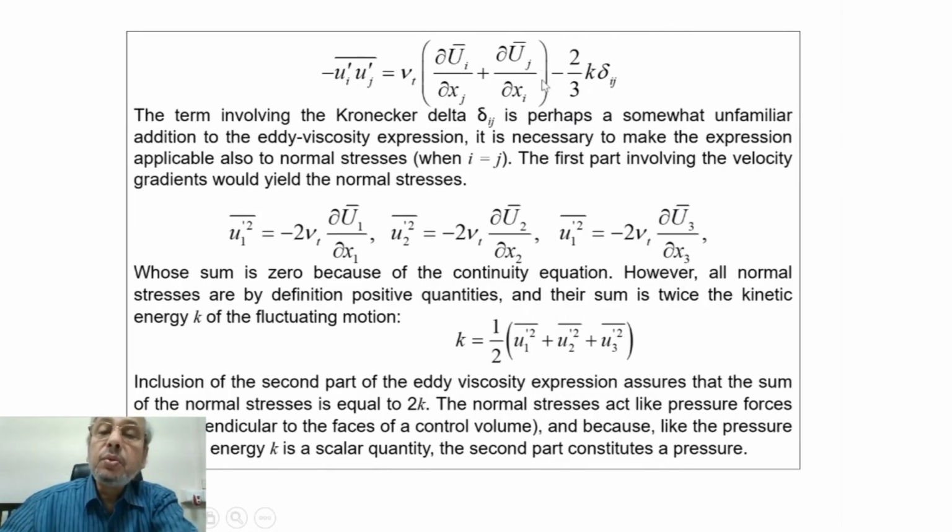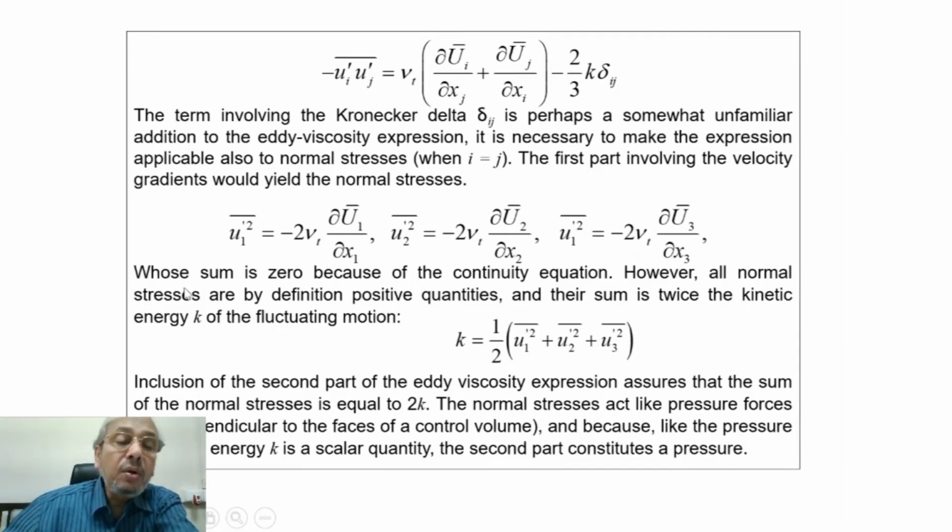If we do not have this, only the first part we are writing, let us imagine this was not there, then we will get this. And then if we add it up, it is basically del u del x plus del v del y plus del w del z, the continuity equation. So the sum is 0 because of the continuity equation.